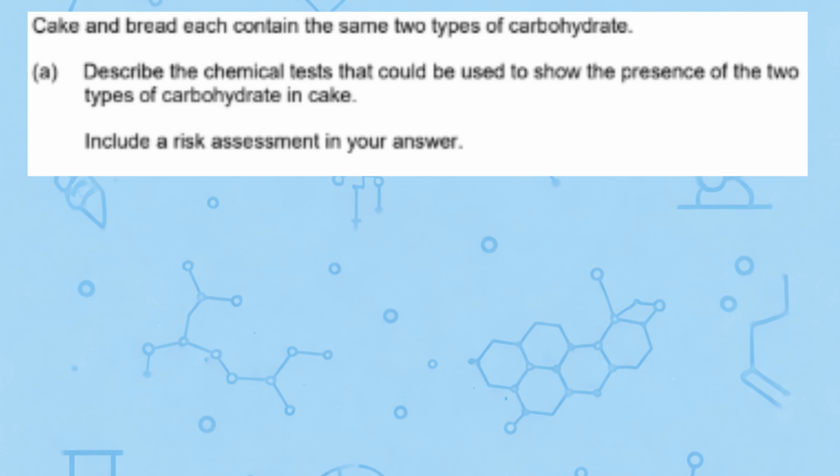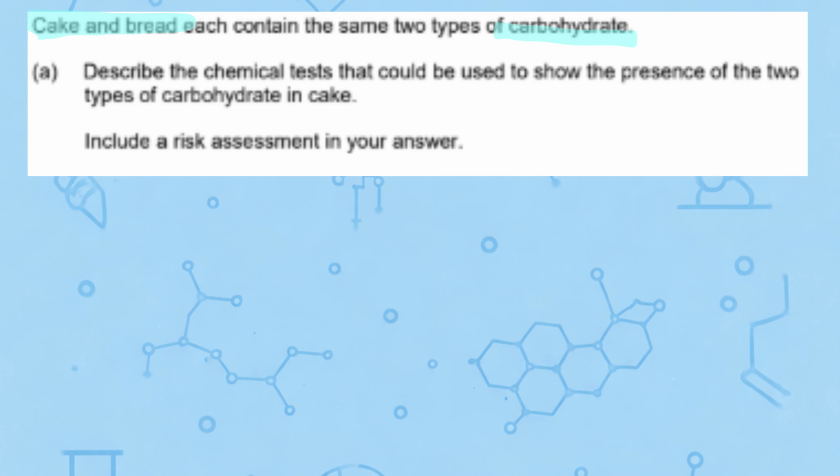Okay. So what I've done here is exactly what I would encourage students to do in a real exam, but remember you need to use a black pen and not a highlighter in a real exam. So I've gone along here and underlined all the key words. That includes that cake and bread contain the same 2 types of carbohydrate.